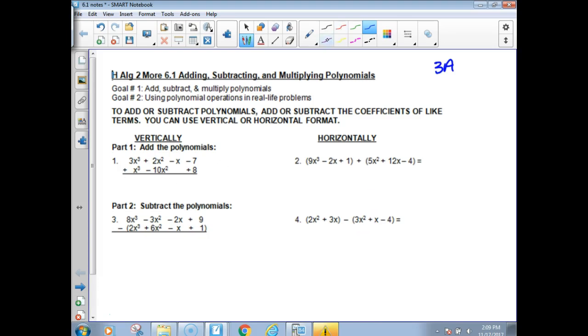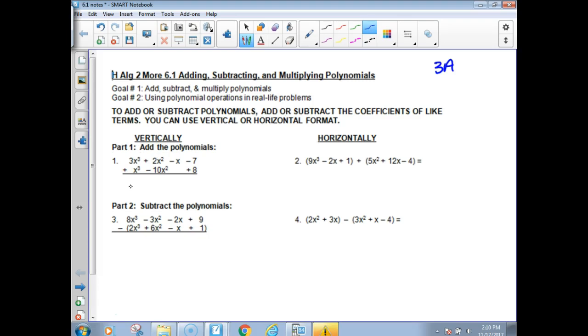Now, this isn't really new material, most of this. Matter of fact, a lot of this is just review. But it's about adding, subtracting, and multiplying polynomials. When adding polynomials, you can align things vertically. You're trying to combine the coefficients of the like terms when you add or subtract. You can use a vertical or a horizontal format.